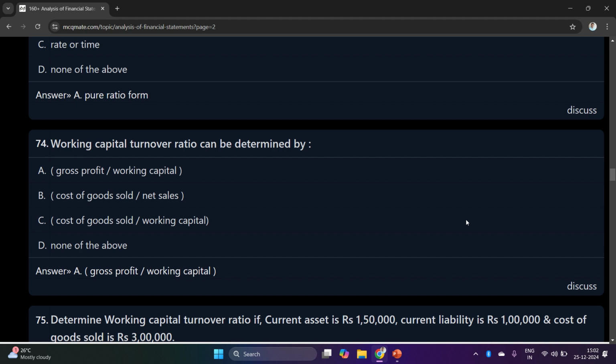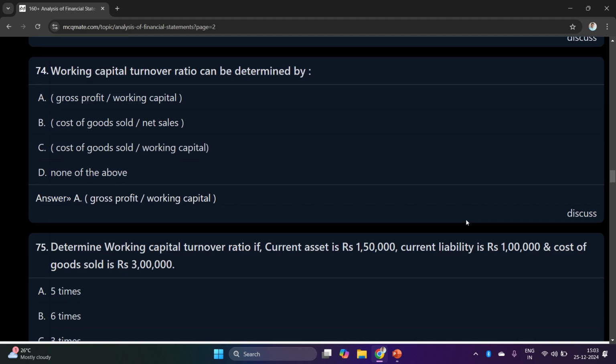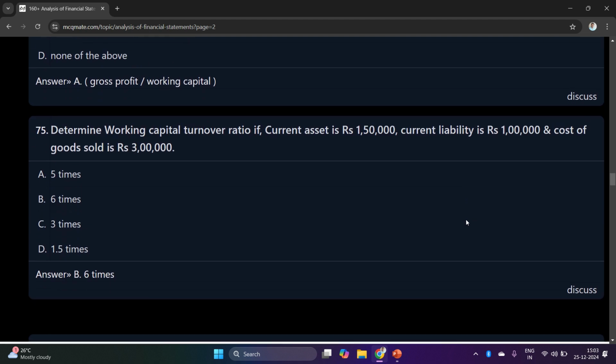Working capital turnover ratio can be determined by gross profit by working capital? Cost of goods sold by working capital, right? Determine the working capital turnover ratio from current assets, current liabilities, and the cost of goods sold.